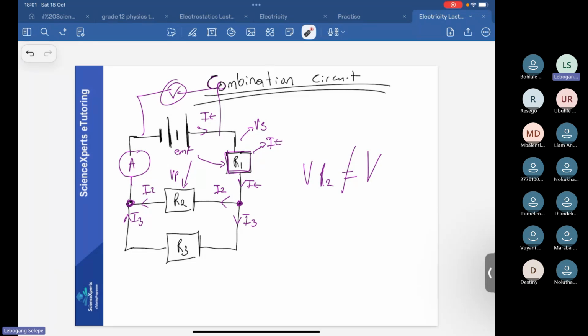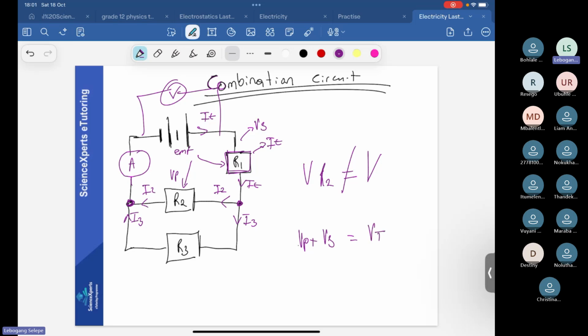Do you guys have any questions on this one? So we can say that V parallel plus V series would be the V total.